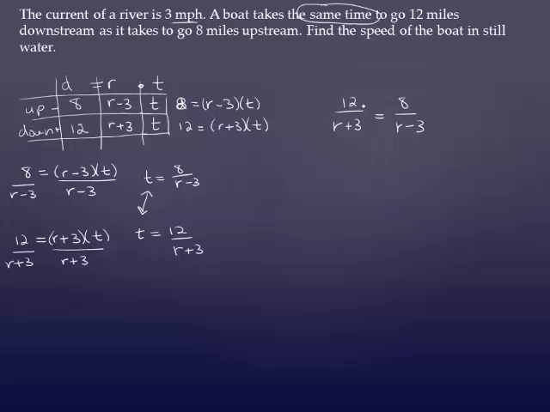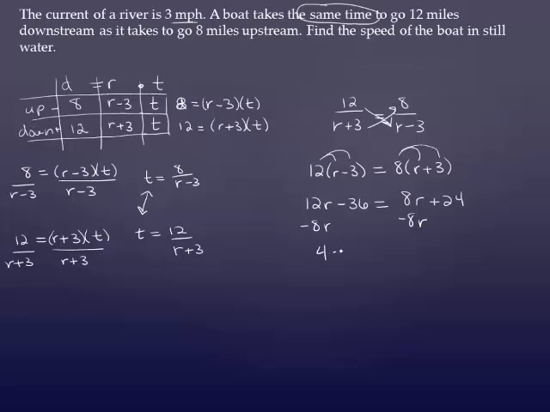And to solve this equation, I cross multiply. 12 times r minus 3 is equal to 8 times r plus 3. Distribute the 12: 12r minus 36 is equal to, distribute the 8, 8r plus 24. Subtract 8r from both sides, and I get 4r minus 36 is equal to 24. Add 36 to both sides, and you get that 4r is equal to 60.